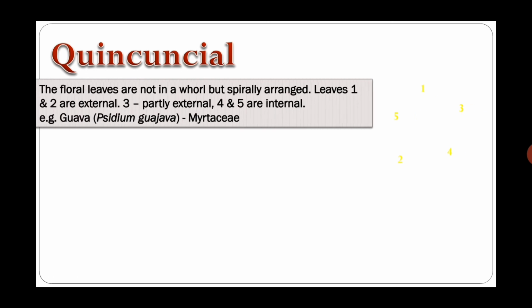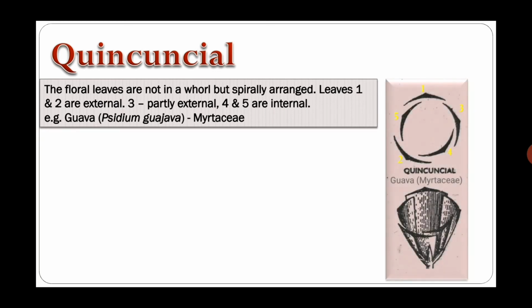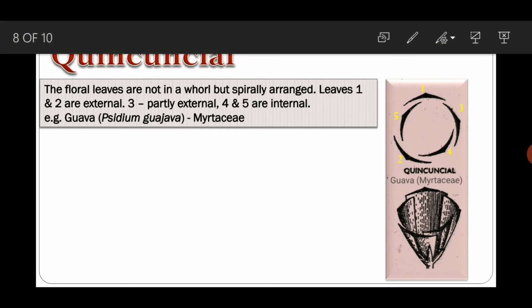Then the next type is quincuncial estivation. What is it? The floral leaves are not in a whorl but spirally arranged. Leaves 1 and 2 are external. So here in the diagram on the right corner you can see sepals, or leaves, as they are also called. Sepal number 1 and 2 are external. External means both the margins are outside, both the margins are overlapping the other sepals.